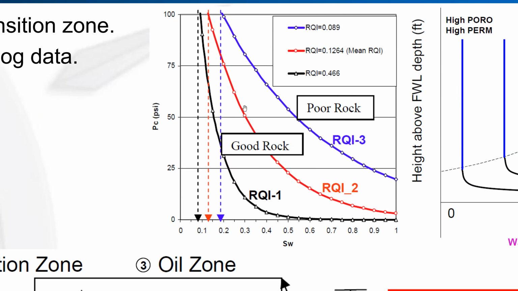So the high quality rock types are defined by the short transition zone, as you can see, like rock quality or rock type number 1, and low SWI. But for the low quality reservoir rock, like rock type number 3, we have a thick transition zone and high SWI, as you can see, and also a high entry pressure relative to rock type number 1.